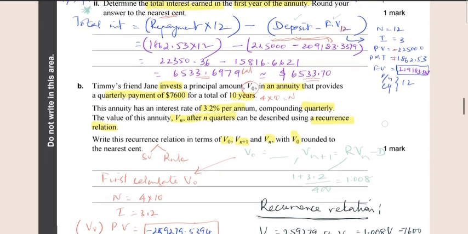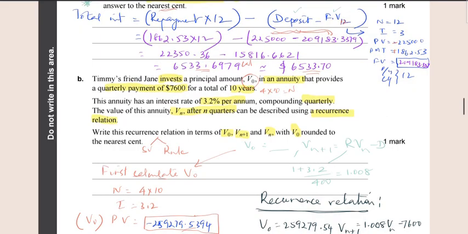Part B. Timmy's friend Jane invests a principal amount in an annuity that provides a quarterly payment, that means 4, of 7,600 for 10 years. So the total period of time for which this question is applicable is 40 quarterly payments. This annuity has an interest of 3.2% compounding quarterly, and the value of the annuity Vn after n quarters can be described using a recurrence relation. Now the recurrence relation consists of two parts, a starting value and the rule, and from what we see in the question, we really don't know how much she deposited, so that should be the very first step.